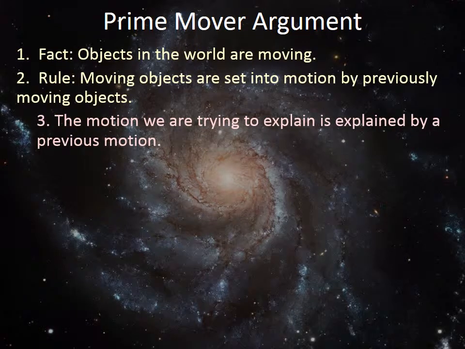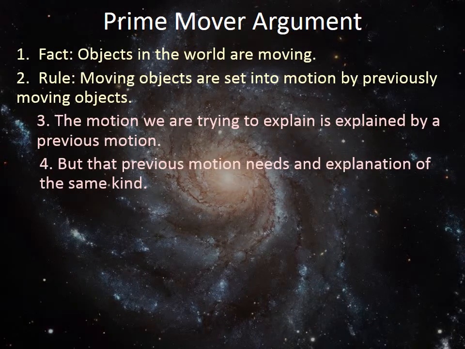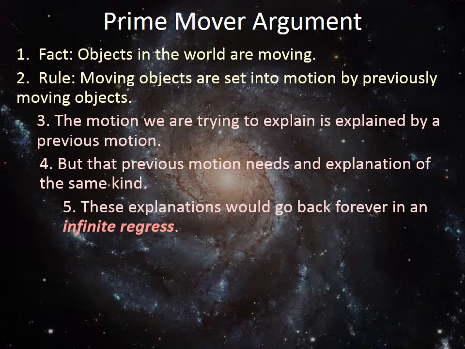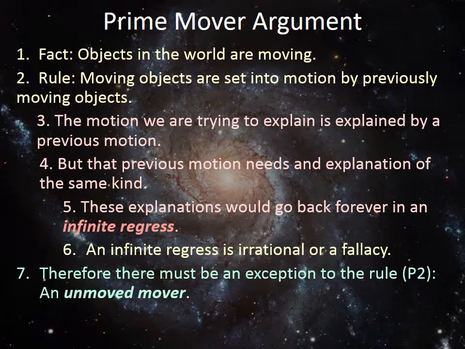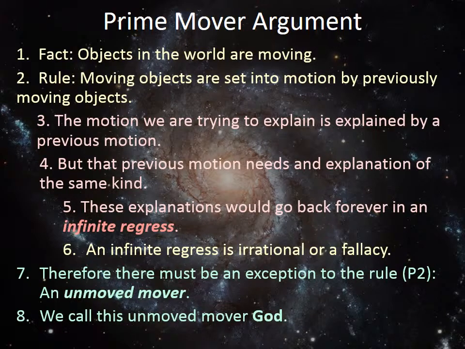Now we note that this means that the motion that we are trying to explain can only be explained by a previously moving object. But that previously moving object, the one used to explain the current bit of motion, would have to also be explained by the movement of another object, and so on forever backwards in time. This is an infinite regress. Then we have the premise that infinite regresses are impossible or irrational. We then reach the first conclusion that therefore there must have been an exception to this rule, in this case that there was a mover that was not caused to move by a previously moving thing, an unmoved mover. And finally, conclusion 2, that this first mover or unmoved mover is God.